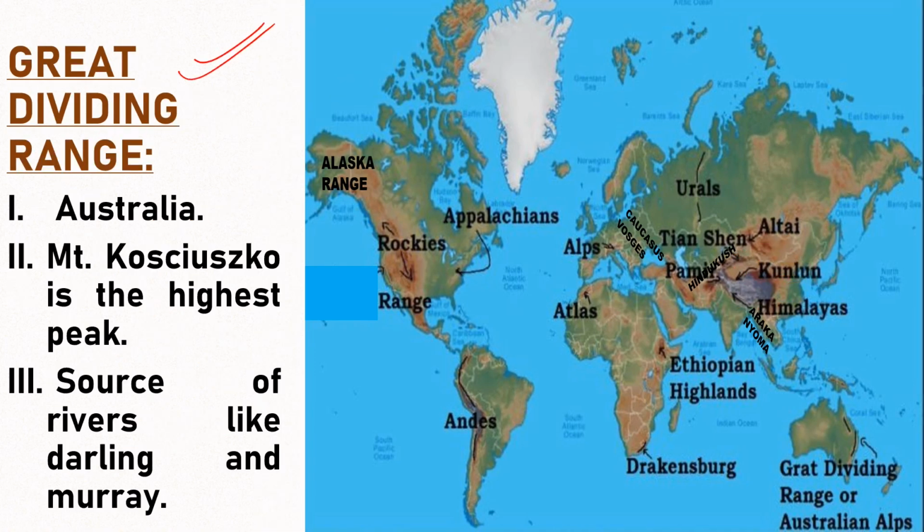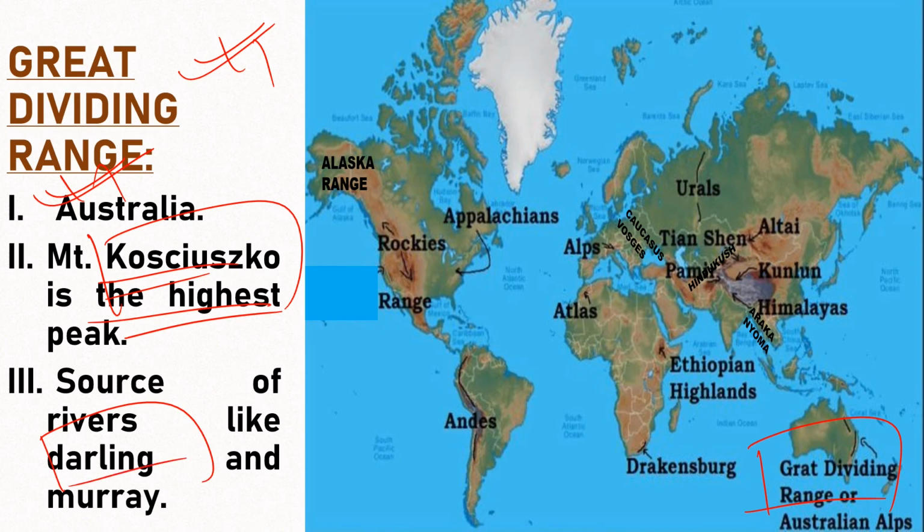Great Dividing Range is the important mountain range of Australia. They are located in Australia. Mount Kosciuszko is the highest peak located on this Great Dividing Mountain Range. They are the sources of various rivers like the Darling River, an important river of Australia, and the Murray River, another important river of Australia. They originate from this Great Dividing Range or the Australian Alps.